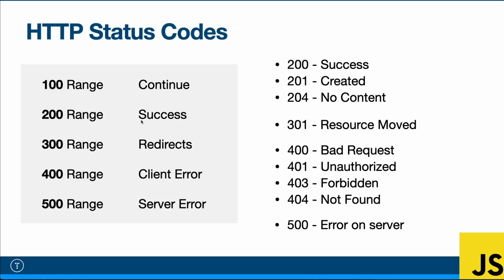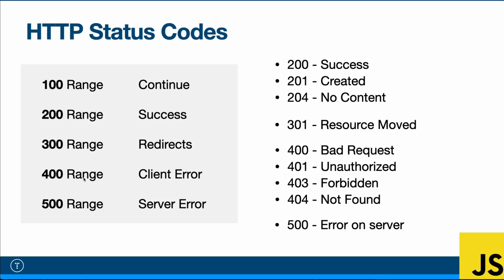200 range means success. So whether that is fetching data and the data is delivered, that's success. If you submit a form and make a POST request and everything goes as it was supposed to, you get a success. All right, the 300 range pertains to redirects. So if something isn't there anymore, or if something is permanently moved.